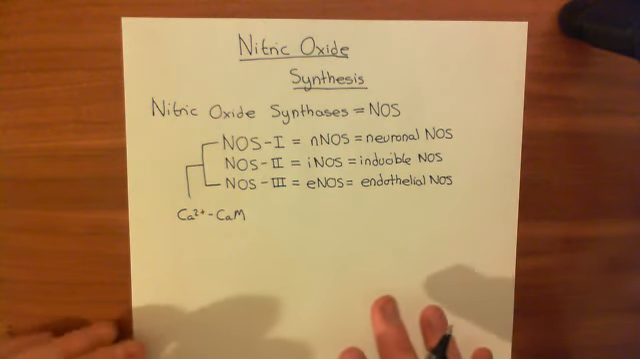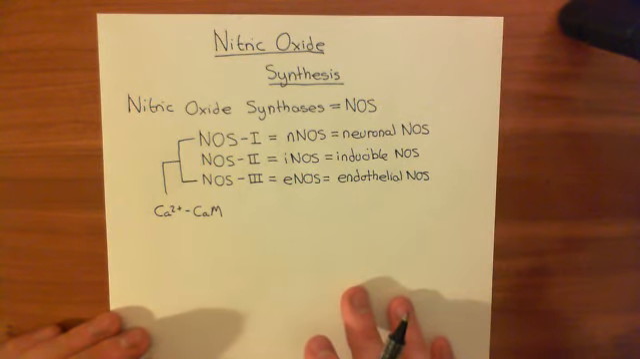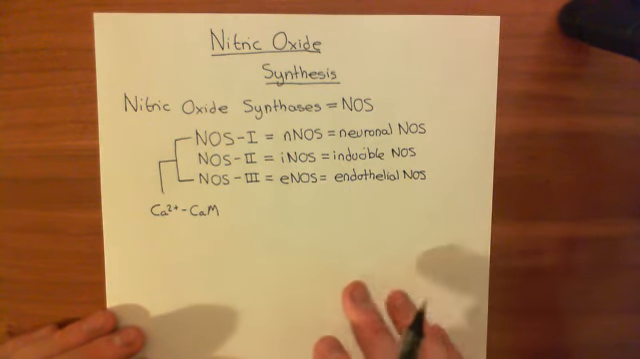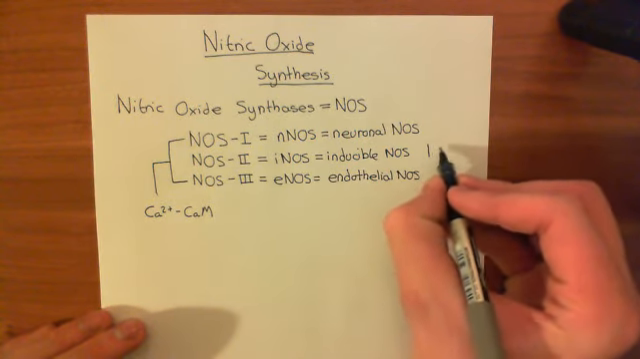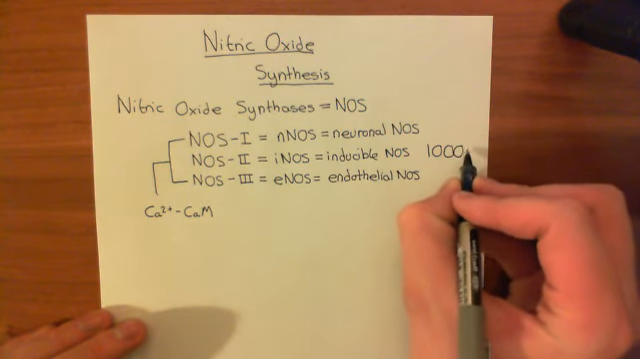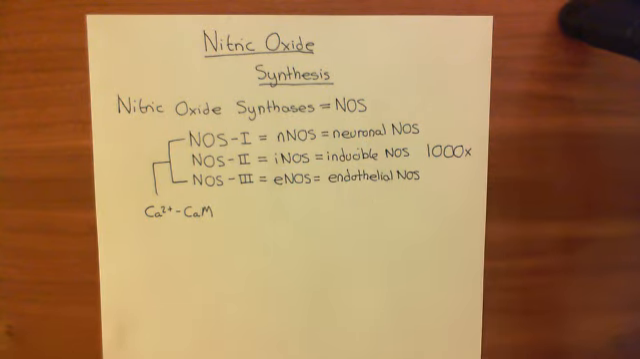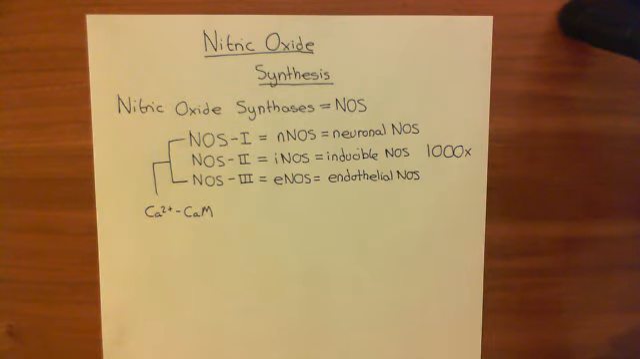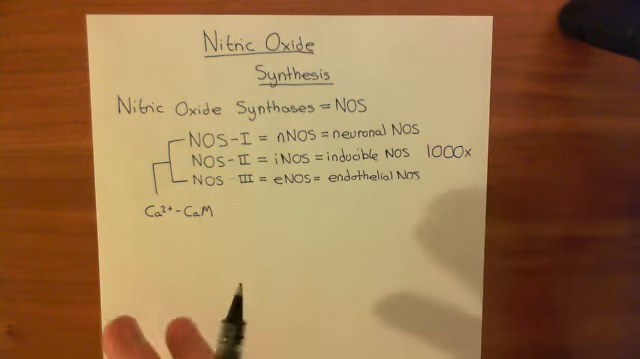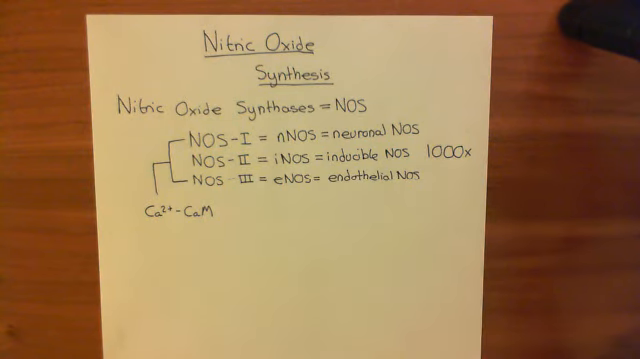NOS2, fun fact about NOS2, it's far more effective at producing nitric oxide than NOS1 and NOS3. The rate at which NOS2 can produce nitric oxide is around 1,000 times faster than the rate at which NOS1 and NOS3 can produce nitric oxide. So in inflammation, when iNOS is expressed, these macrophages are simply chucking out nitric oxide because the iNOS is an incredibly effective nitric oxide synthase enzyme. Okay, right, so that's all that I will say for now about the three different types of nitric oxide synthase.